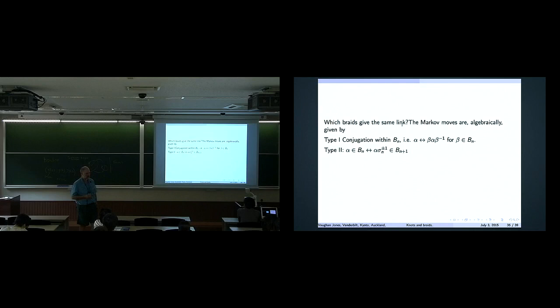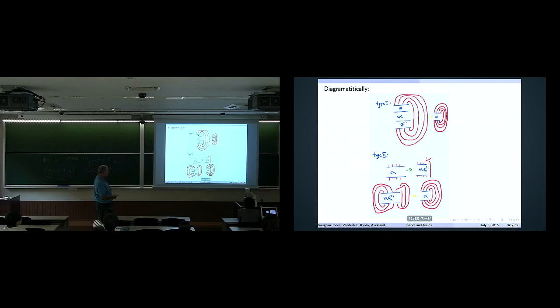The first one is incredibly group theoretic. It's simply conjugation. So if you take an element of one braid group and you multiply it on the left by beta and on the right by beta inverse for some other braid, then you're going to get the same knot when you close it. And similarly, if you take one and look at it in the next braid group and multiply it by the next generator, then you're going to get the same knot. I've got some pictures which prove that. And the theorem, like the Reidemeister theorem, due to Markov, is that if two braids have the same closure, then they can be connected by these moves.